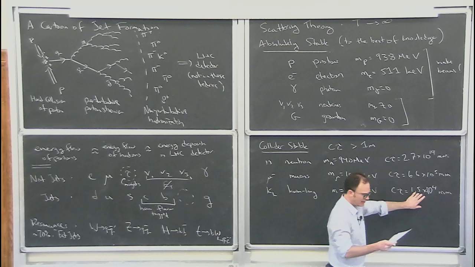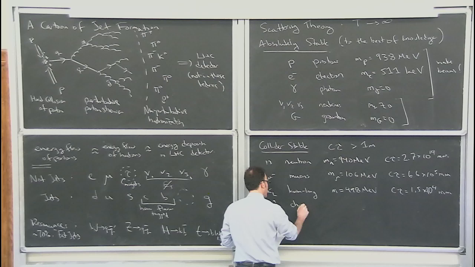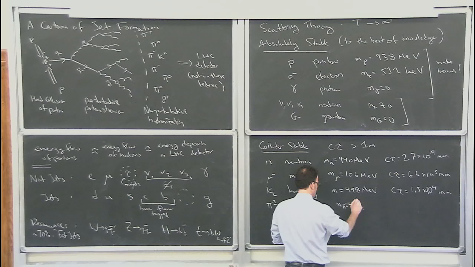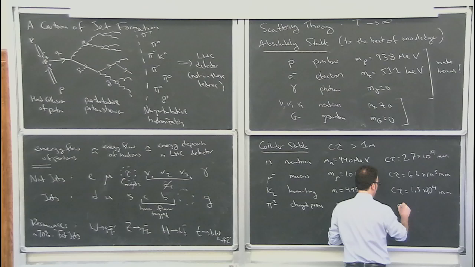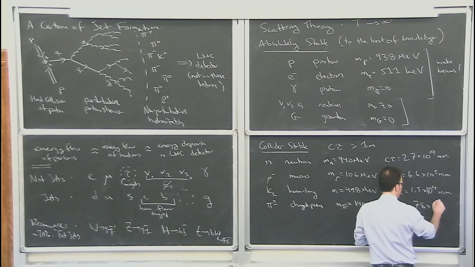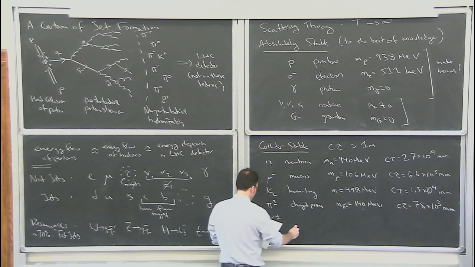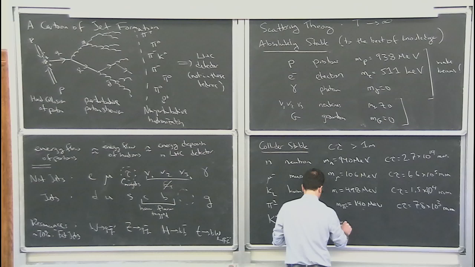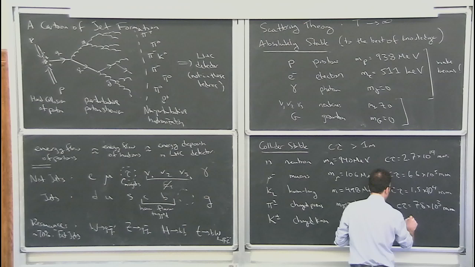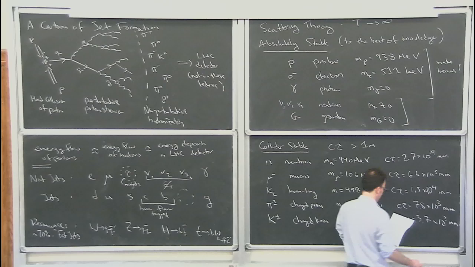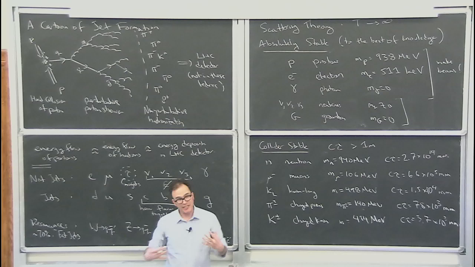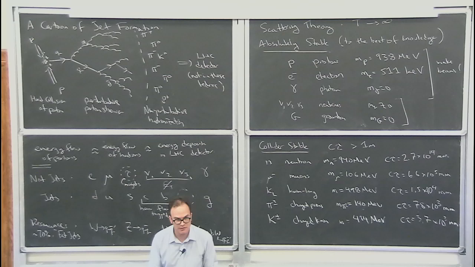You have charged pions, and charged pions actually have a fairly long lifetime, a few meters, almost 10 meters. Charged kaons are a little bit heavier with a comparable lifetime. And these are basically mostly stable on collider timescales. You'd want to make sure you build detectors to see them. Luckily, they're charged, and charged particles are easier to see because you need so-called tracking detectors to see them.